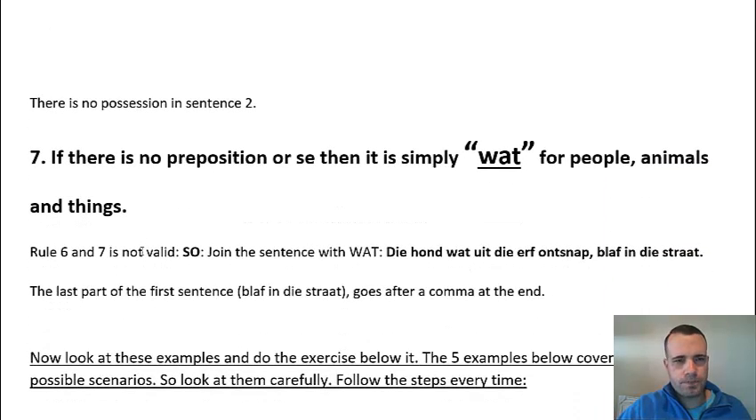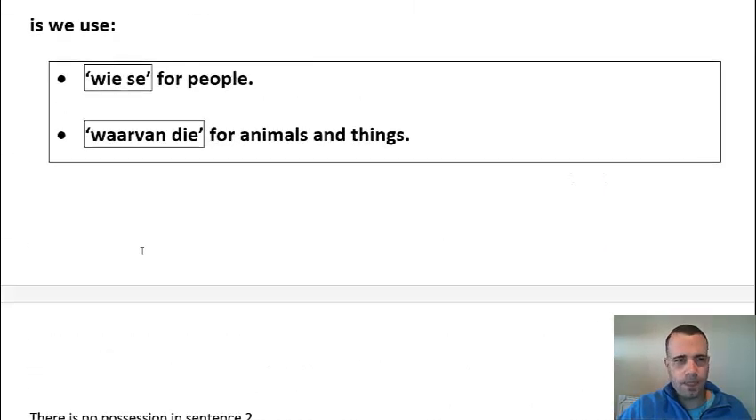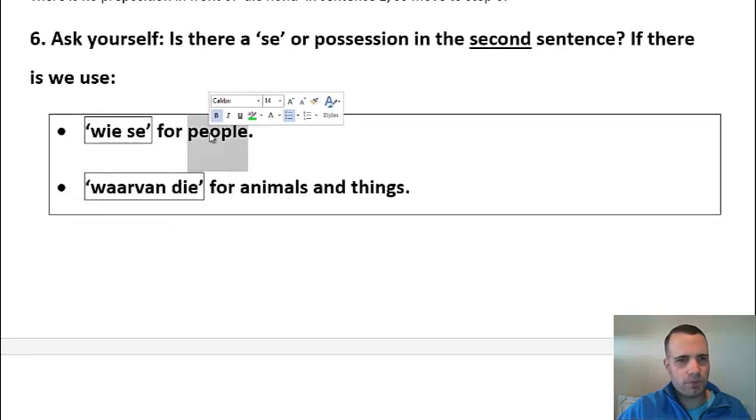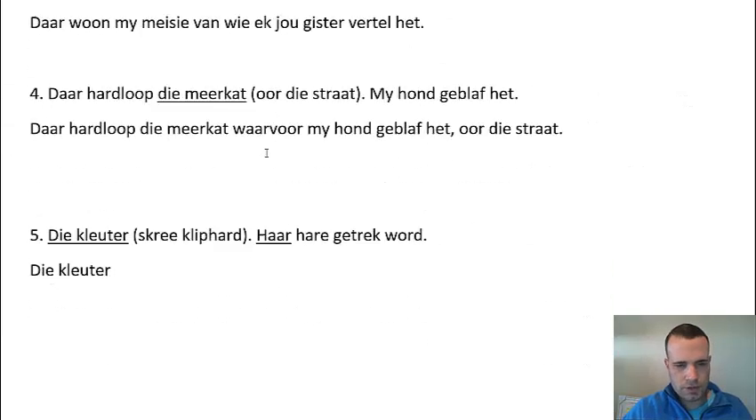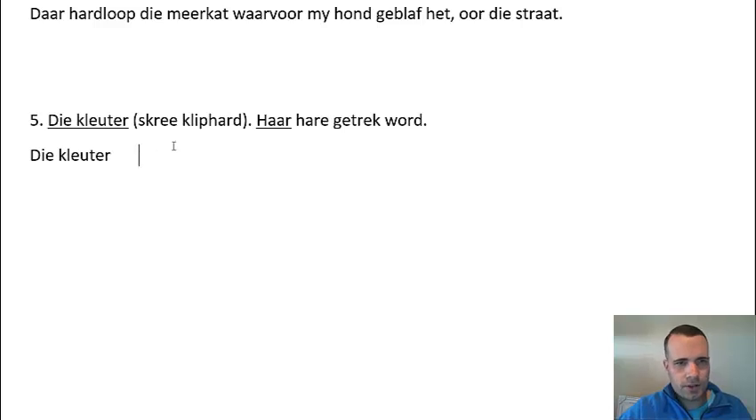Where are we now? Right, so it's a person. It's a little toddler. They can scream like animals, but they are people. Wie se. We're going to use the joining words wie se when there's possession and it's a person. Okay, so we're going to use the wie se. Die kleuter wie se.